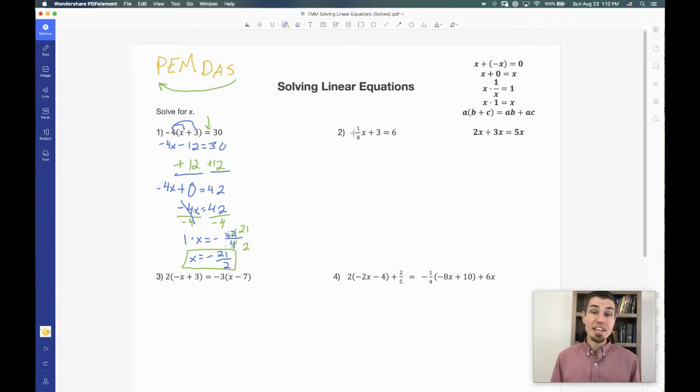Well, we can multiply. Remember how before I mentioned multiplying by a fraction is the same as division.